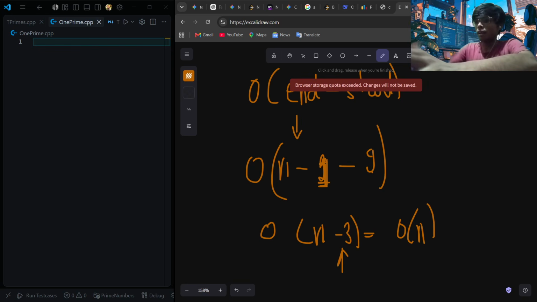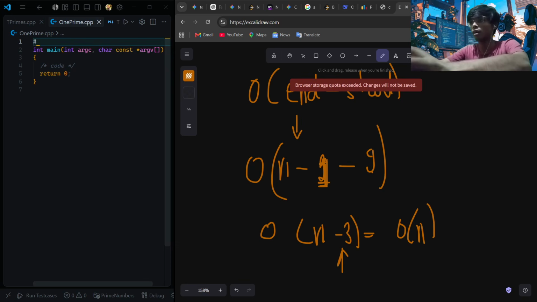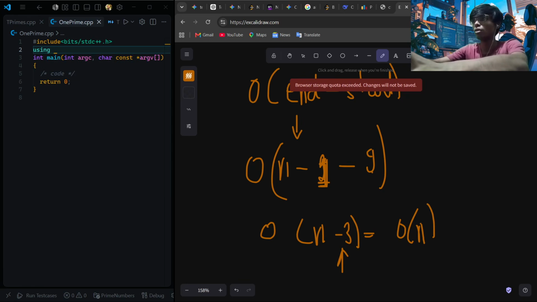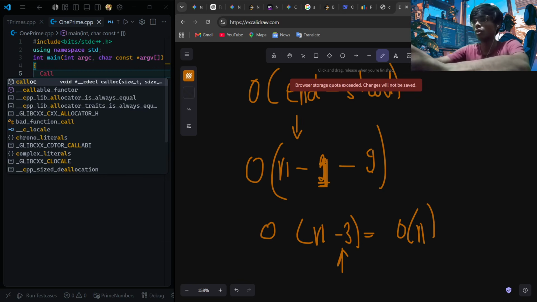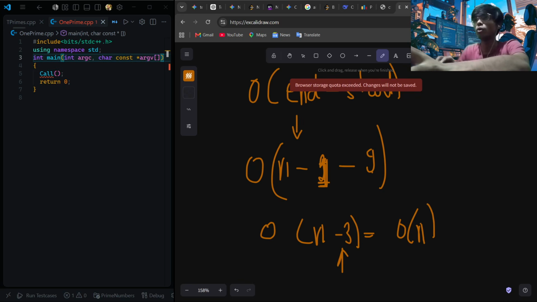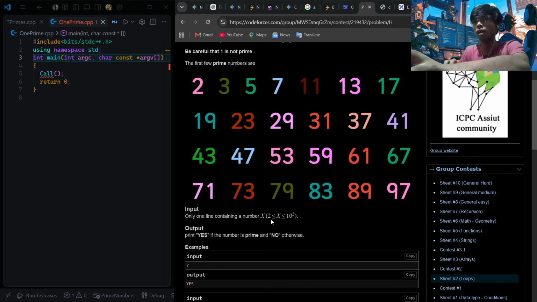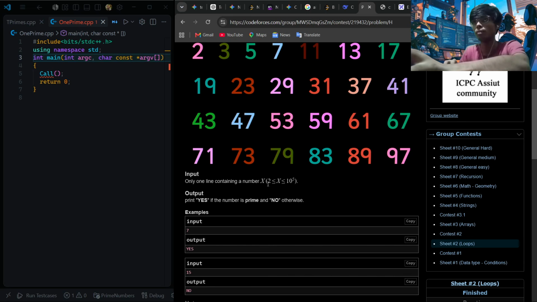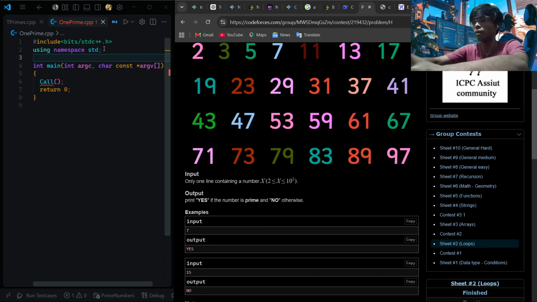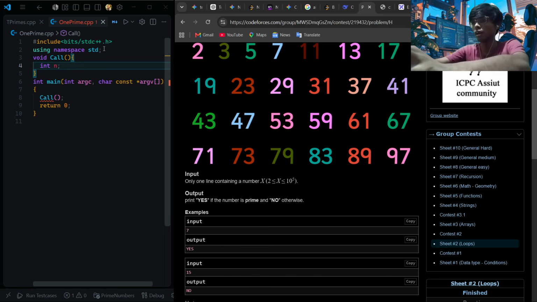Now let's try to write the code. So if you see here, we will use bits/stdc++.h and using namespace std. And now I will write a function. In the question, it is given that we have to take the input ourselves, and the input has the range from 2 to 10 raised to power 5. So how can we take an input? int n and cin >> n. So this is how we can take input.